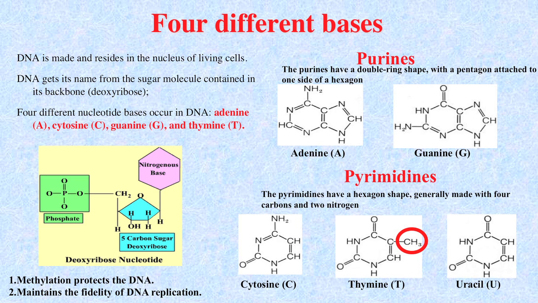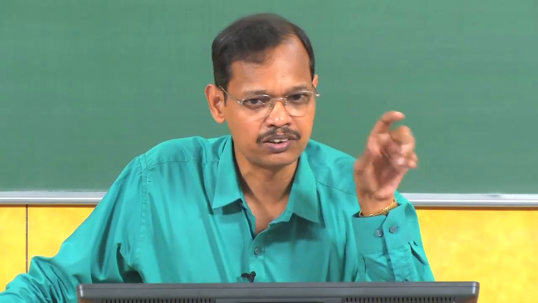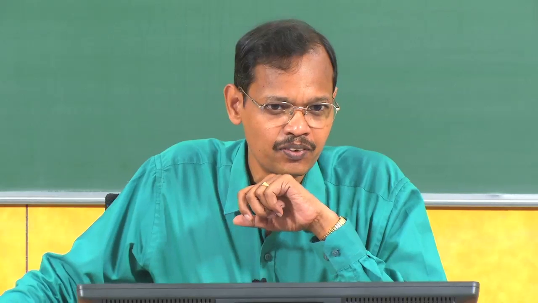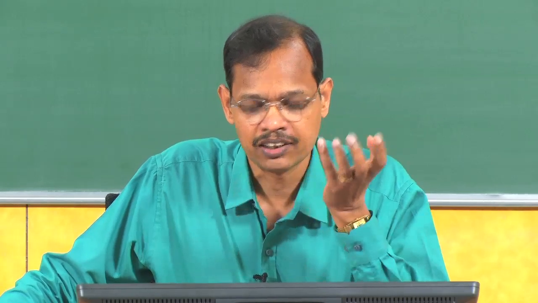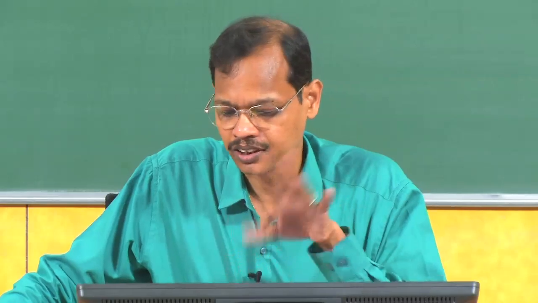The difference comes from 2 different aspects. What are the 2 different aspects between DNA and RNA? One is at the sugar level, and the second is at the base level. So, you can see thymine for the DNA and uracil in the case of the RNA.